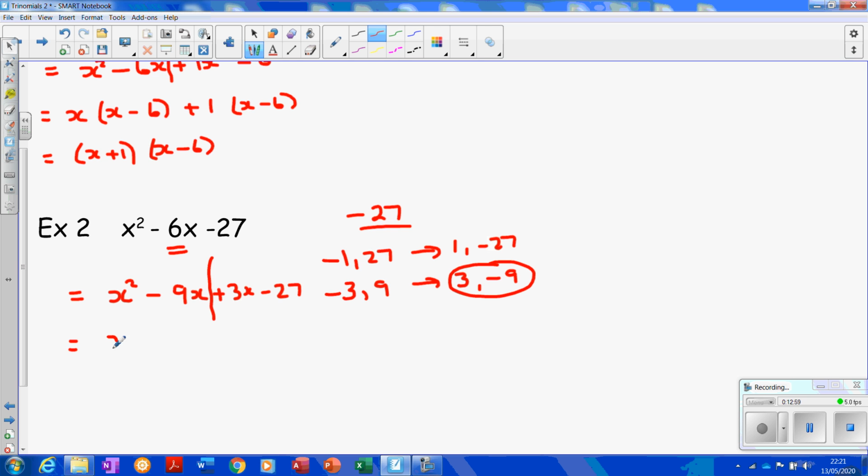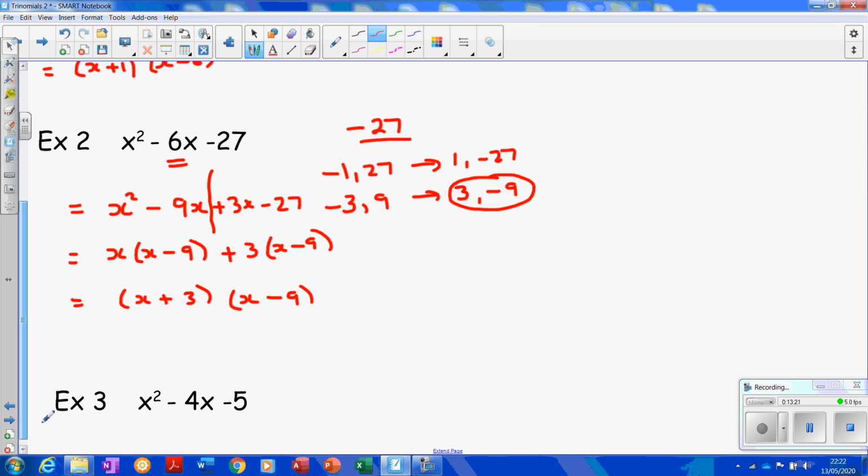So I've got x bracket x -9. And I want the highest common factor out of there. So if you look at 3 and -27, it's +3, which would give you x -9. So repeated bracket is x -9, and the other bracket is x +3. And that's fully factorised.